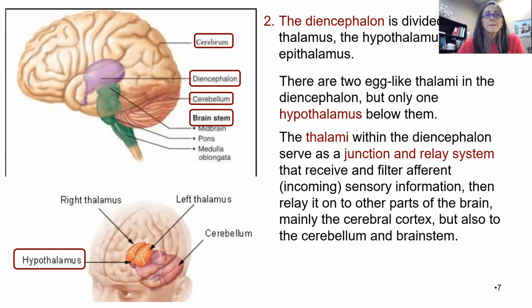The epithalamus is also an endocrine organ. It contains an endocrine organ called the pineal gland or pineal body. The pineal body secretes the hormone known as melatonin, and melatonin is important in maintaining your sleep-wake cycles. And that is pretty much it.